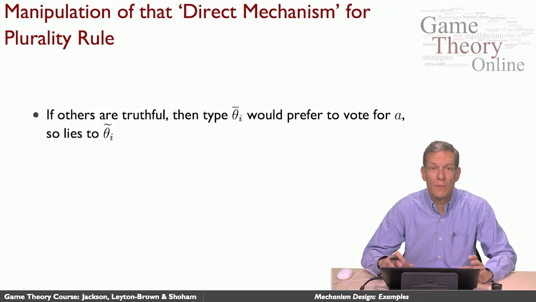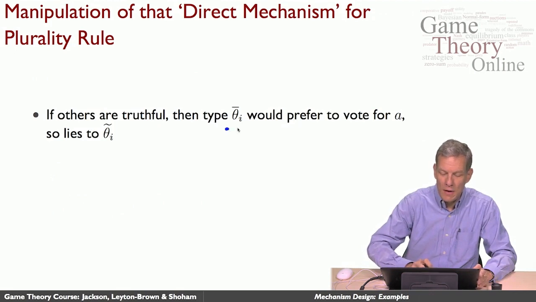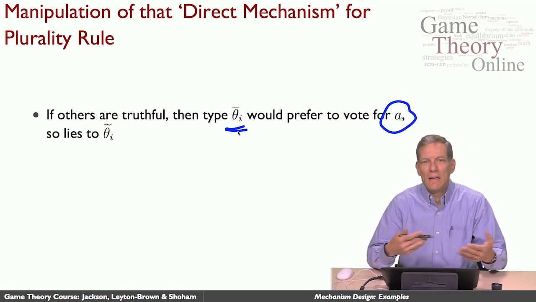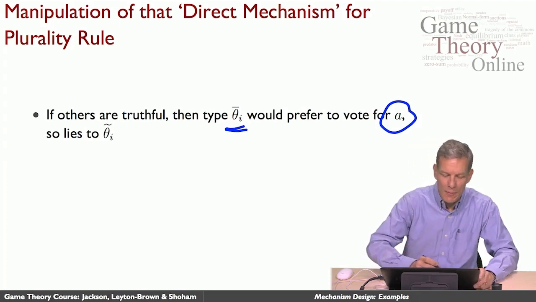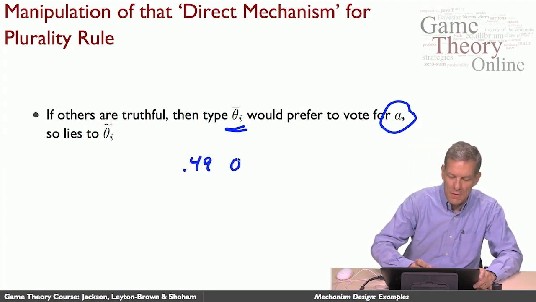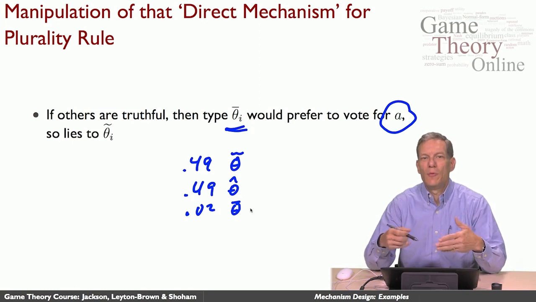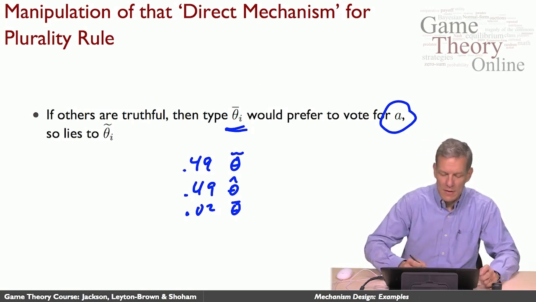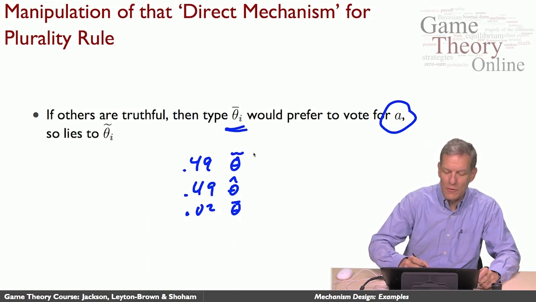This particular mechanism is actually going to be manipulable in the sense that if other people are truthful, then the theta bar type would actually prefer to vote for A. So they won't say that they're a theta bar type because that's as if they're voting for C. That's a wasted vote when, remember that there's 49% of the types are of the theta tilde type, 49% are of the theta hat type, and only 2% are of the theta bar type. So they're expecting most of the people to be voting for either A or B. That's going to be a situation where announcing truthfully, if you expected everybody else to be announcing truthfully, wouldn't be a best response, right? They're not going to want to be truthful.